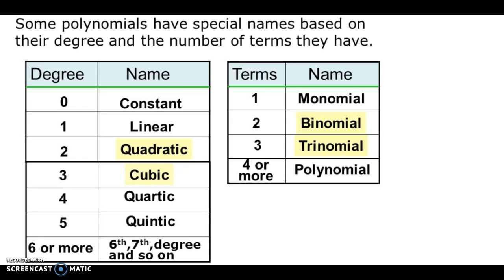The number of terms is either 1, 2, 3, or more than that. So there's only 4 special names, really. Now they're all polynomials. These 3 have special names, and then after that we basically give up and say, oh, it's a polynomial. Okay? So 1 means mono, so monomial. Okay? 2, you know the prefix bi, so it has 2 terms, binomial. 3, trinomial. Everything else is just considered a polynomial.